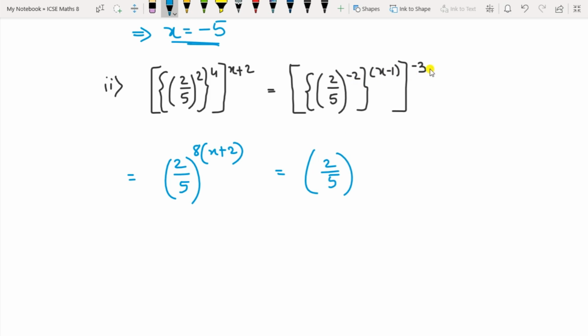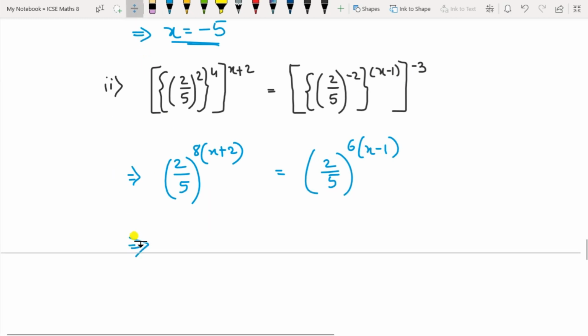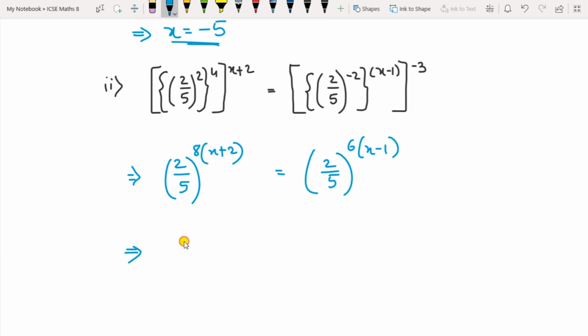3 2s are 6. Minus minus becomes plus 6 x minus 1. So now you can see the base are same, okay, and the power gets equal. So this becomes 8 x plus 2 equal to 6 x minus 1.